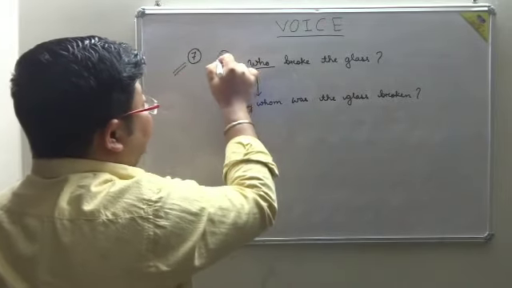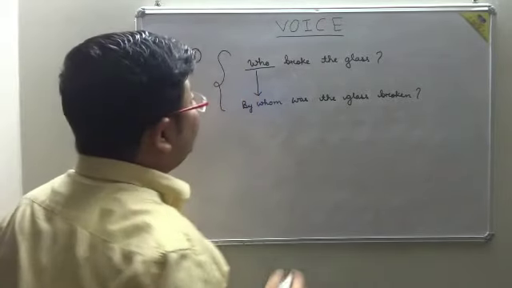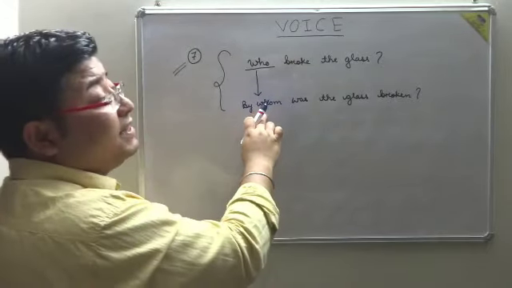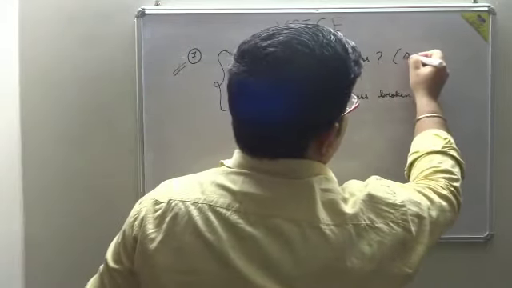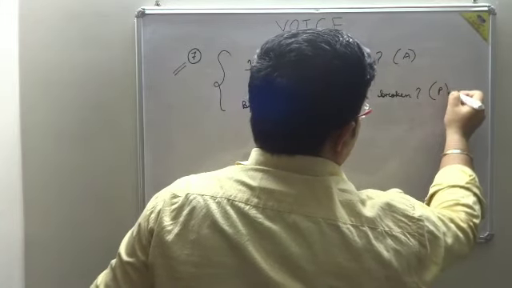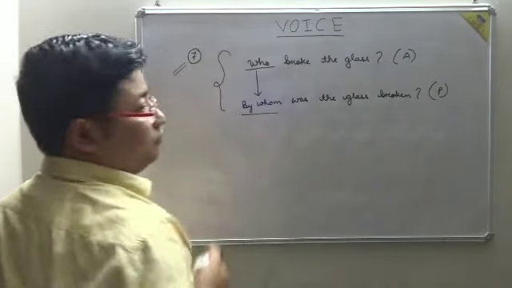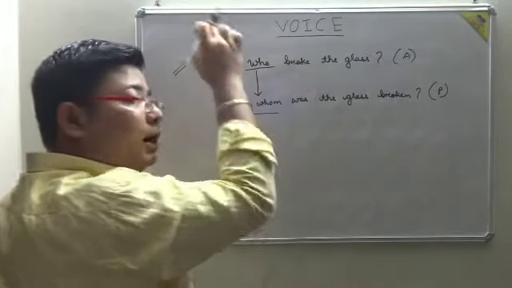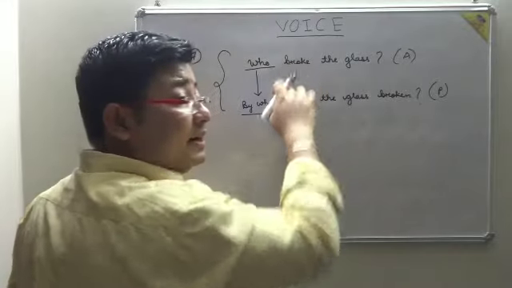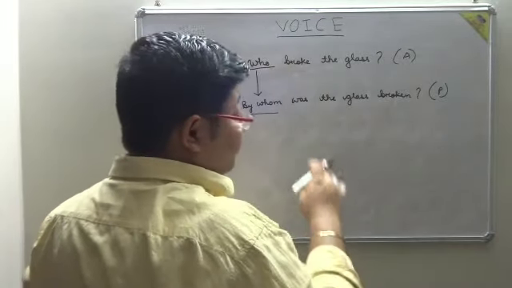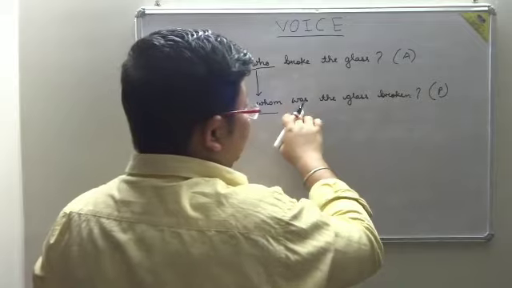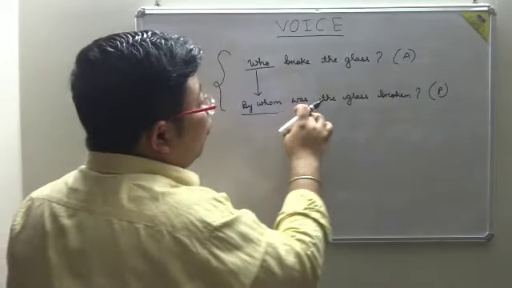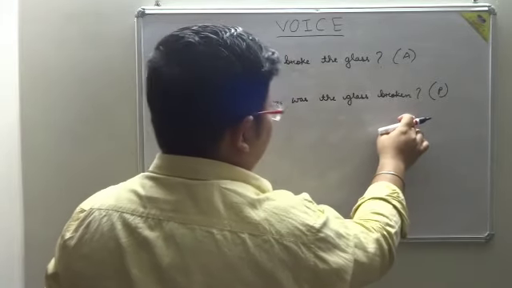See, if the interrogative sentence starts with who, then I will always use by whom in passive voice. This is active voice and this is passive voice. I will always use by whom instead of who. By whom was the glass broken? Depending on the verb, whether it is in past tense, present tense or future tense, I will use the be verb here.